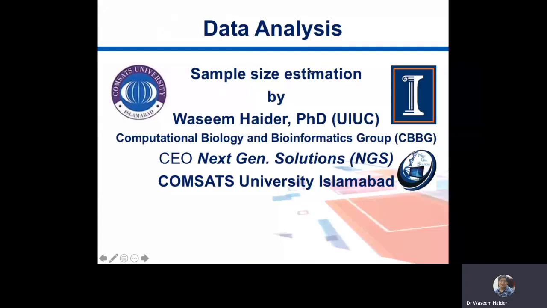Sample size estimation. Why is it important? For every experiment, we need to calculate how good our sample size is. And this we can get with the help of a formula which we derive from the confidence interval formula.